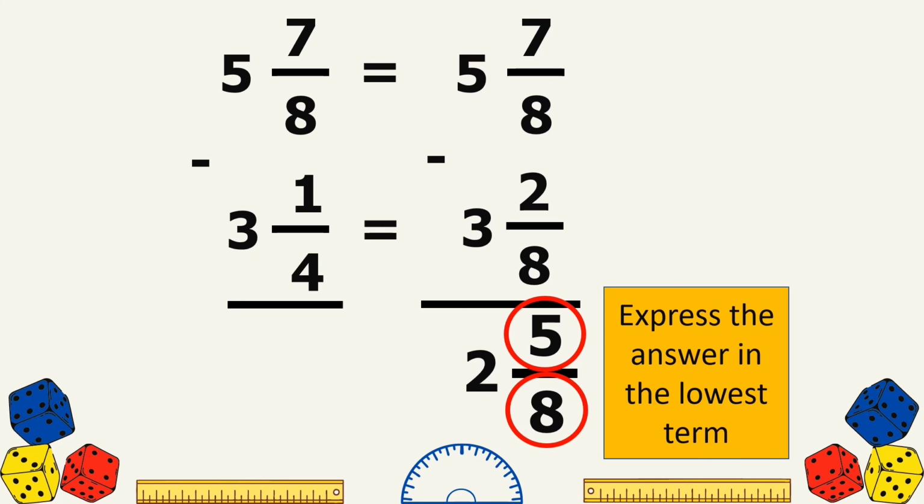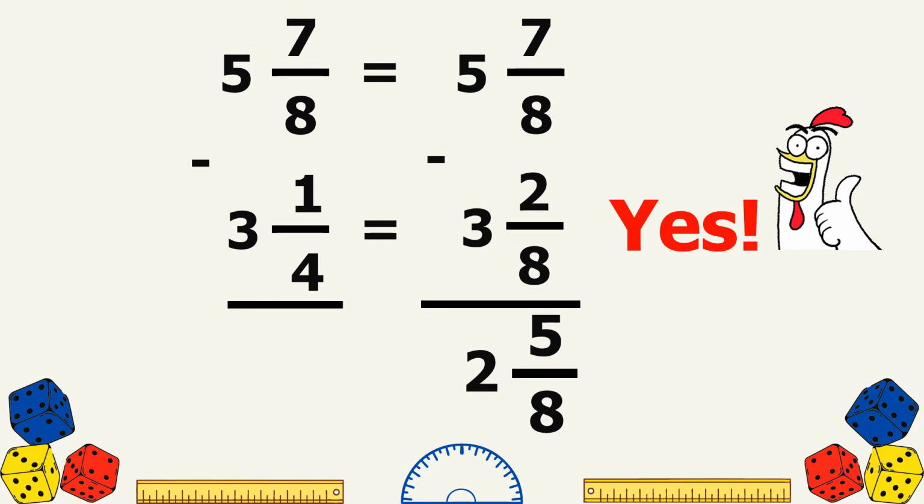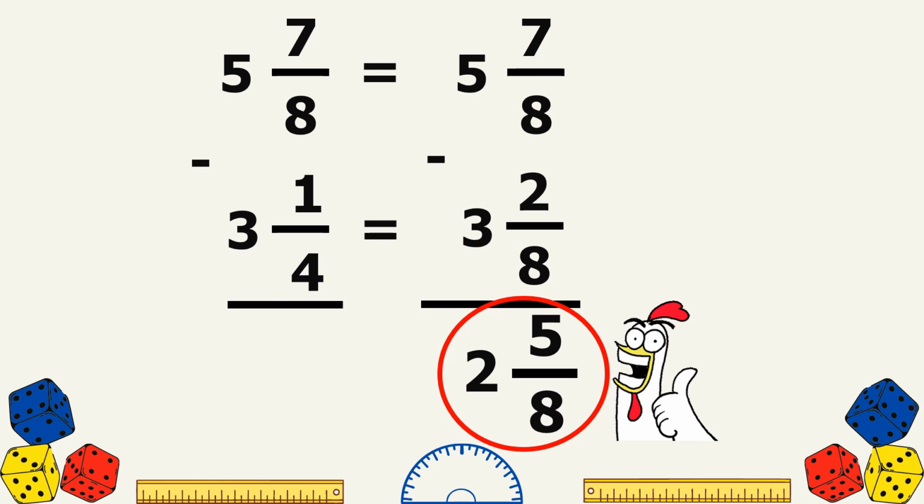Then don't forget to express your answer in the lowest term, meaning we have to express the fraction in the lowest term. So let's see if the GCF of 5 and 8 is 1. And yes, the GCF of 5 and 8 is 1, so it is already in the lowest term. So the answer is 2 and 5/8.